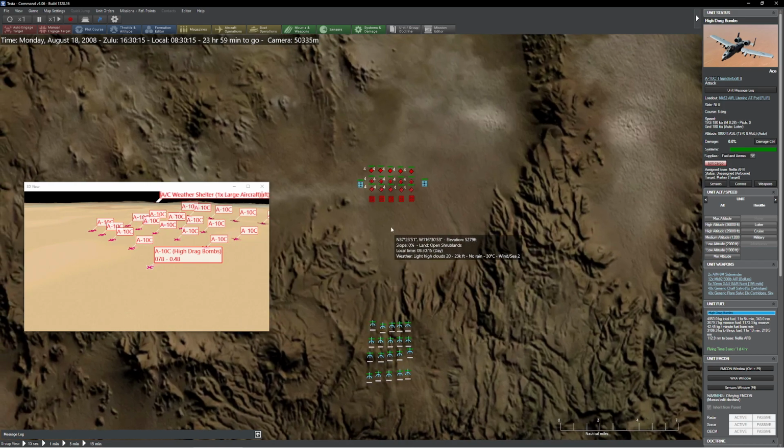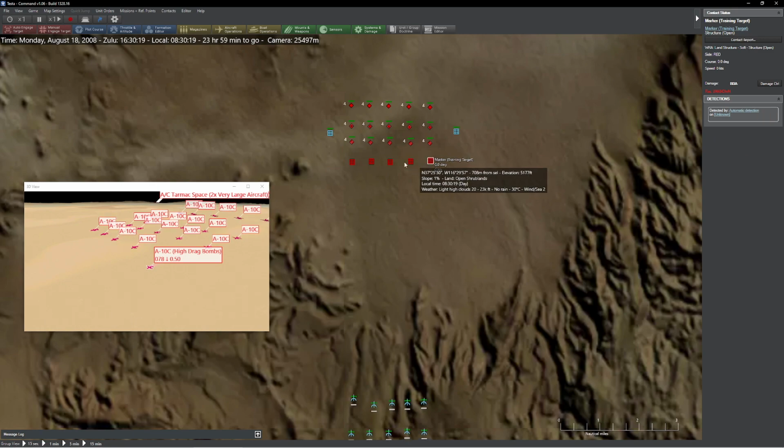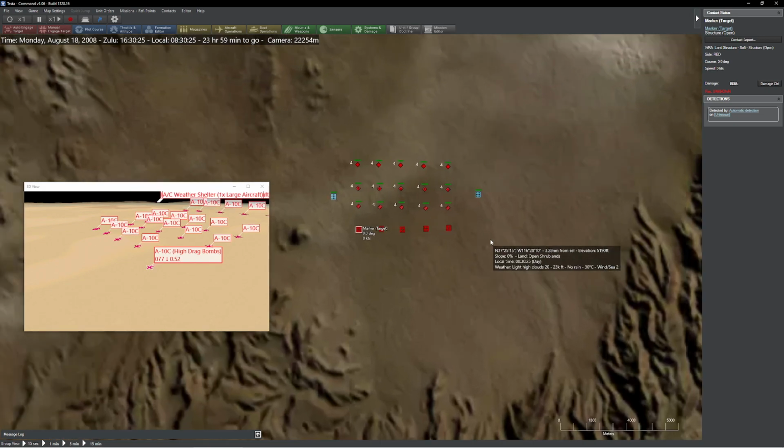Now, to do this, I set myself up a bunch of simple targets. These training targets have different durabilities. They're actually different sizes. The smallest target is going to be here on the left. The largest target is going to be over here on the right. Now, directly behind that, of course, we have a group of different types of targets.